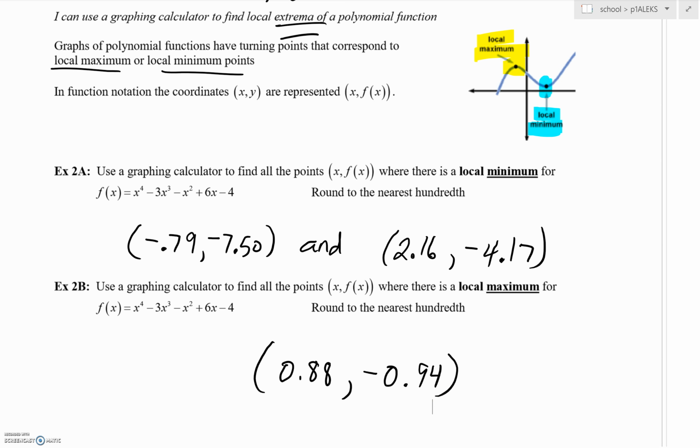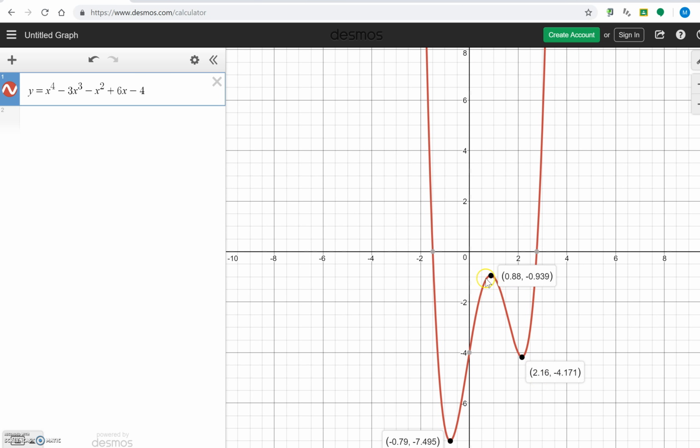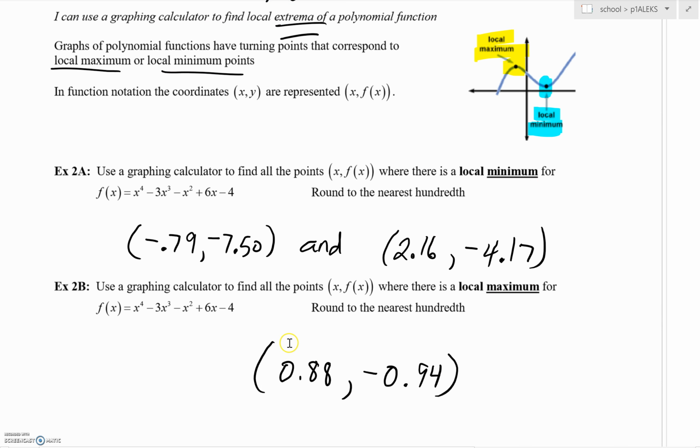So kind of a nice, quick way to get some credit. You're letting Desmos do all the work for you. Just look for these top of the mountains or bottom of the valleys. The bottom of the valleys are minimums. The top of the mountain here is called a max. And that is lesson 6.6.